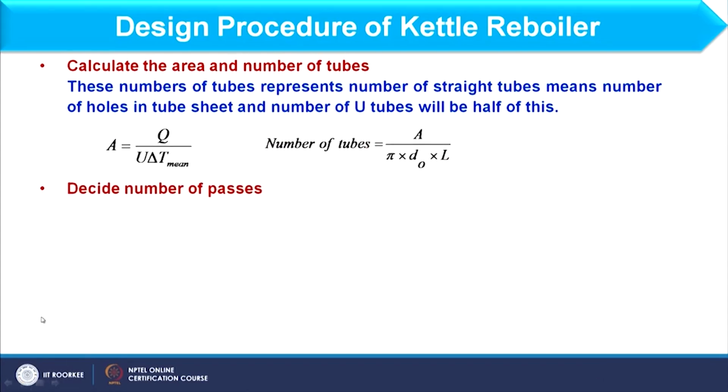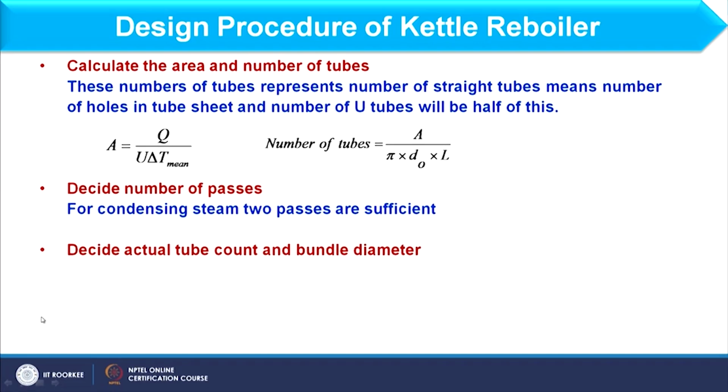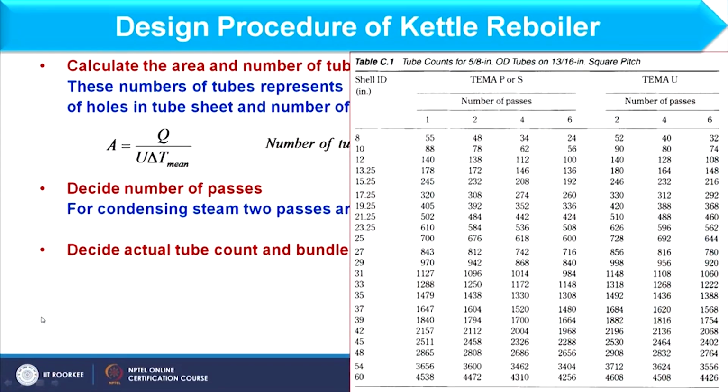And after that we have to decide the passes. As far as passes are concerned, kettle reboiler includes only 1-2 pass. So, there is not much choice about that, and further we have to find the bundle diameter. Here a slight difference in approach is there. To find the bundle diameter, first of all you have to find the actual tube count. Because if you remember the last lecture, we discussed that the pitch of kettle reboiler varies from 1.25 D naught. So, according to the pitch and the number of tubes, you decide the bundle diameter, and the procedure is that you have to refer to standard tables.